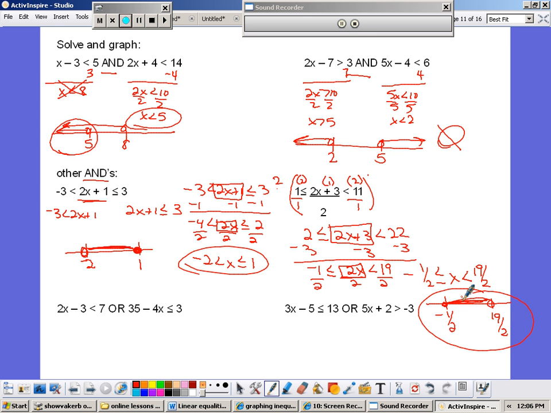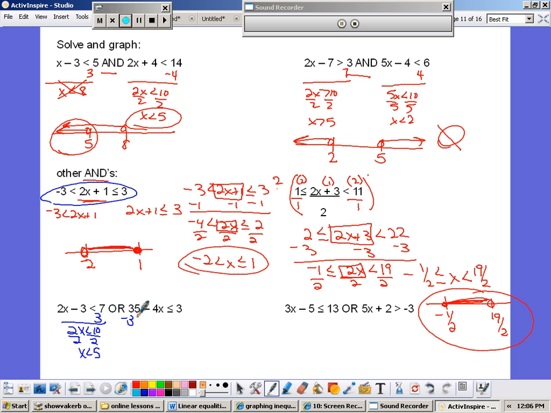Now, an or. Solve them the same way, but they will always say or in between them. They will never be like this where you have to guess if it's an and or an or. An or will always say or in between them. So 2x is less than 10. X is less than 5.